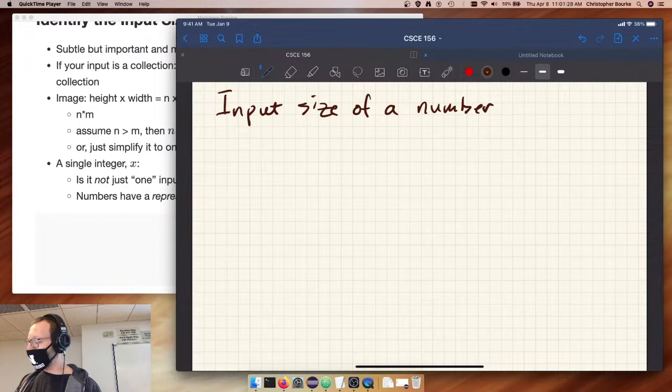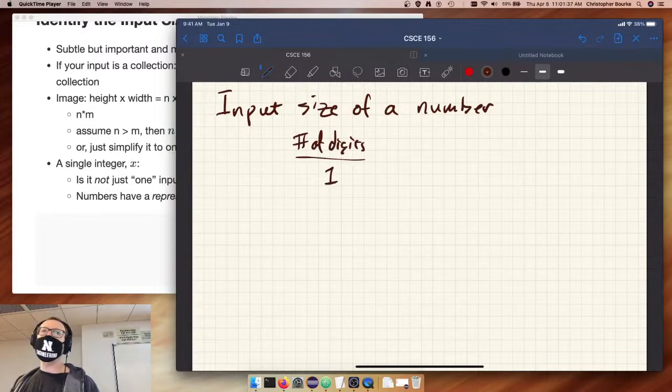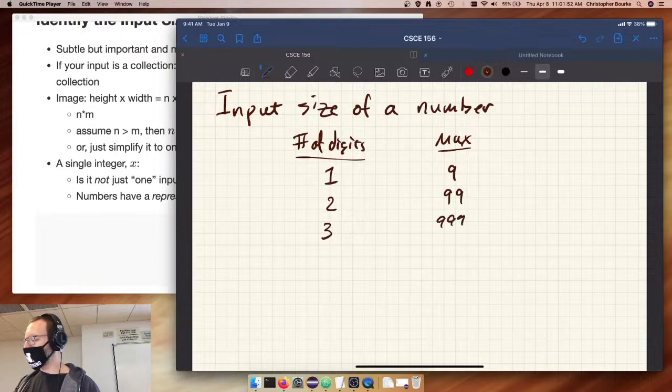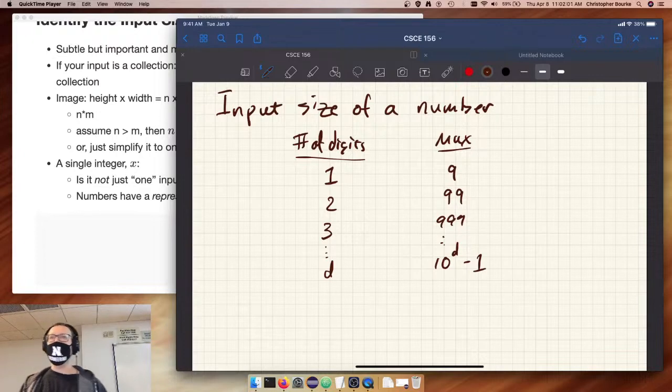I forget where we left off, but suppose I gave you a number of digits. If I said that you had one digit, what's the maximum number that you can represent there? 9. If I gave you 2 digits, you could represent up to 99. 3 digits, 999. So if I gave you d digits, you could represent 10 to the d minus 1. That's because we're base 10.